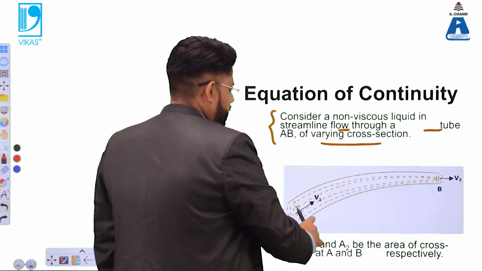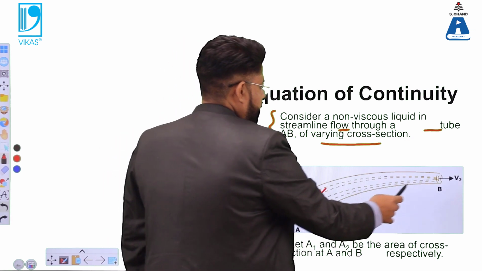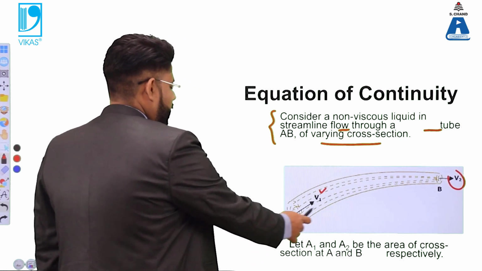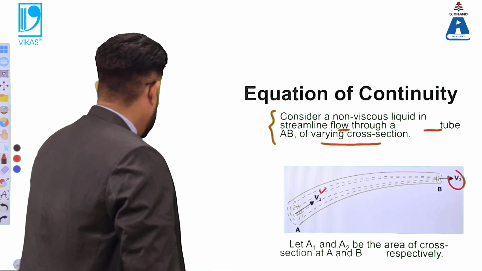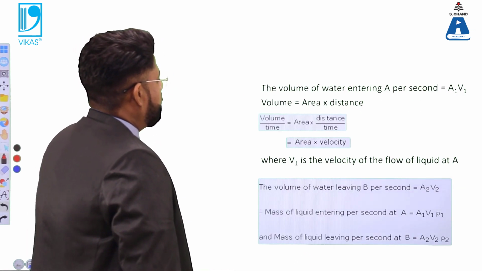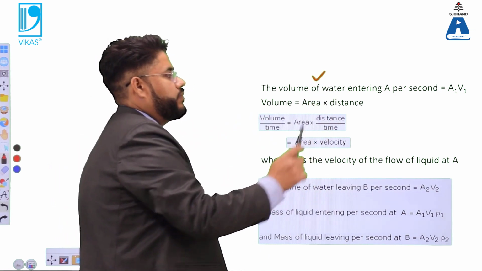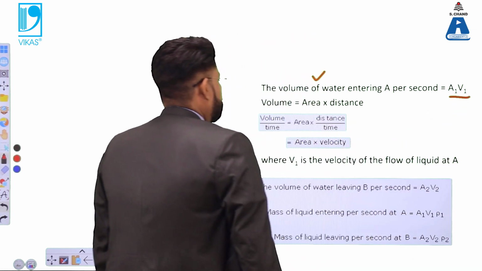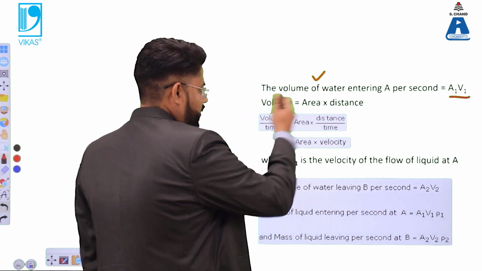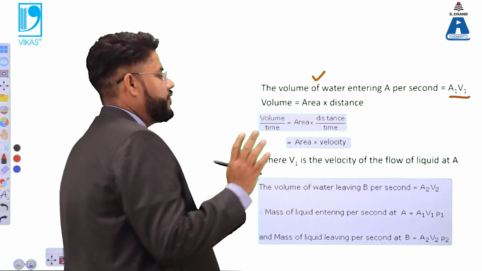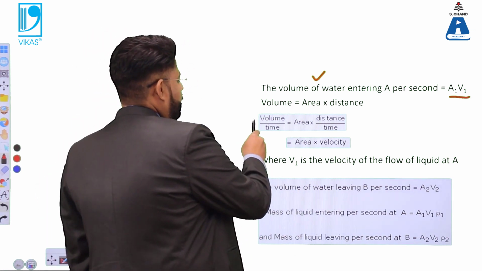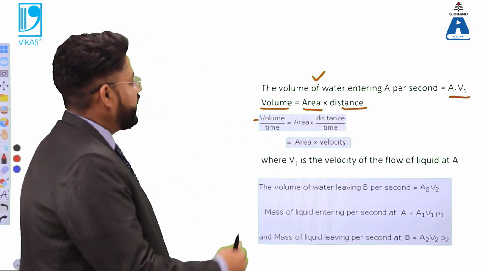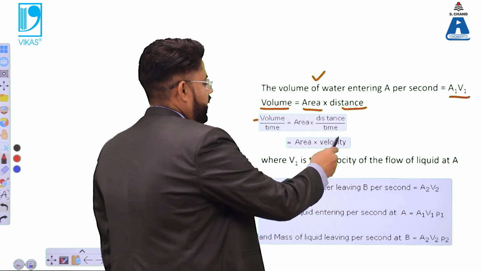So you have a particular tube and the cross section is varying. You can see that the different volumes are there, and areas of cross sections are also different. You have this A1 cross section in the initial part and A2 area of cross section in the other part. So you can see that the volume of the water entering per second is area into the velocity. So this particular velocity is basically related to the velocity of flow of the liquid. And if I talk about this volume portion, volume can be represented as area multiplied by the distance. If I divide it with time, I'll get distance over time as velocity.